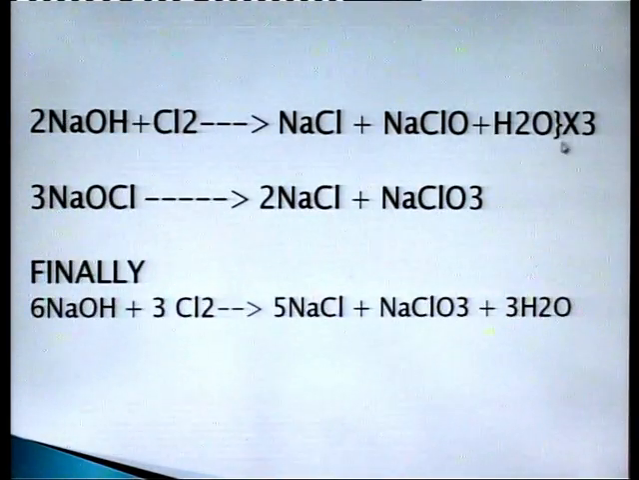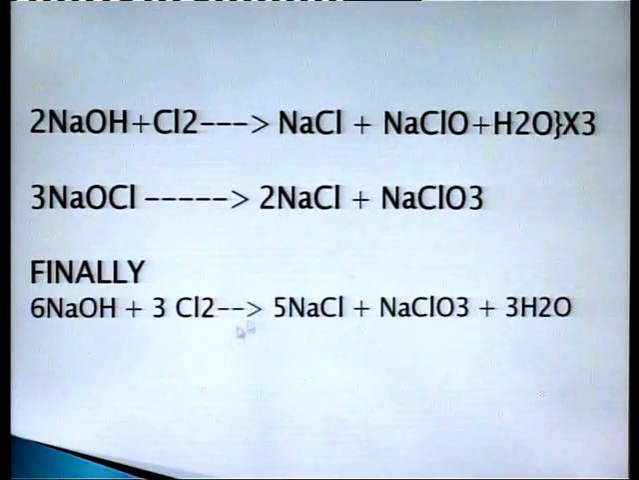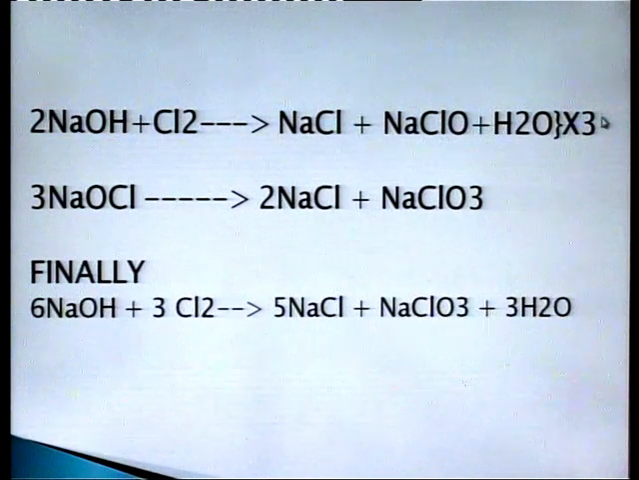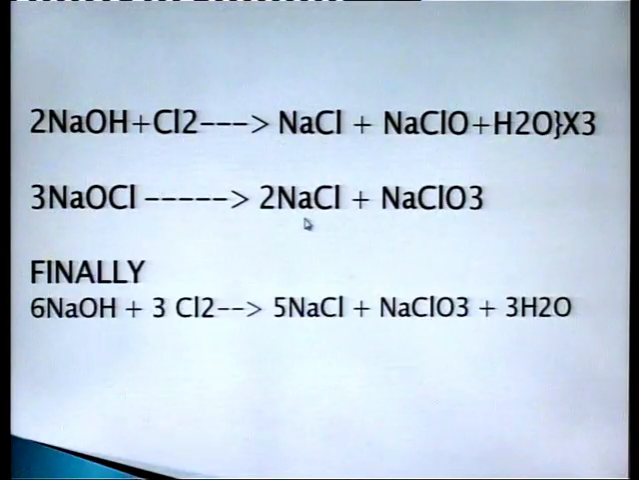We will get 3 is to 2 means 6 NaOH, 3 into Cl2, 3 Cl2 plus 3 NaCl plus 2 NaCl means total 5 NaCl. Here 3 NaClO, this side also contains 3 NaClO, means the number of intermediates is the same. So these will be cancelled, plus NaClO3 which is a product, and finally 3 water molecules. Now this equation has been balanced by using partial equation method.